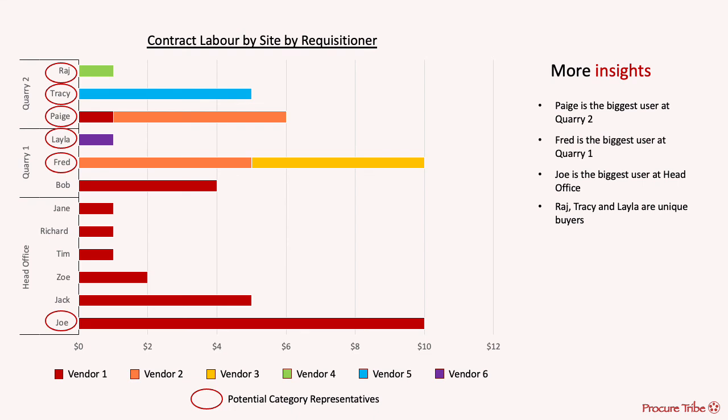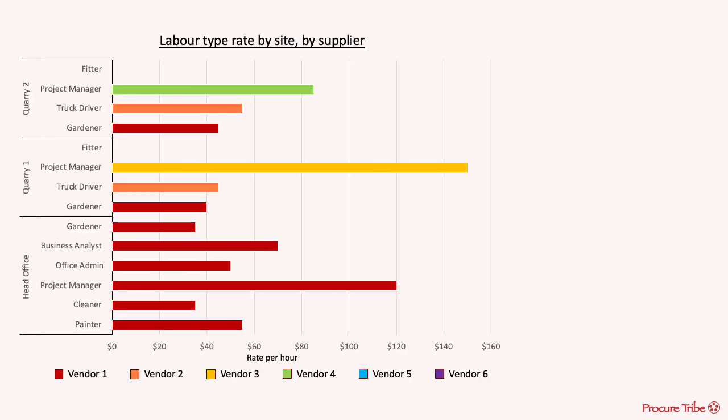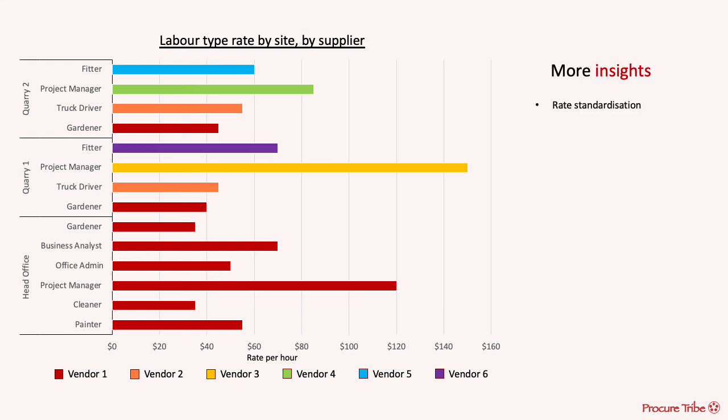Now let's drill down even further and analyze what specific labor was hired and at what rate. Here we can see some very interesting differences. There are some opportunities for rate standardization where we would try to drive consistency across the business. Gardeners from the same supplier at 3 different rates, ranging from $35 to $45 an hour. Same with truck drivers, with different rates from the same supplier for both quarries.